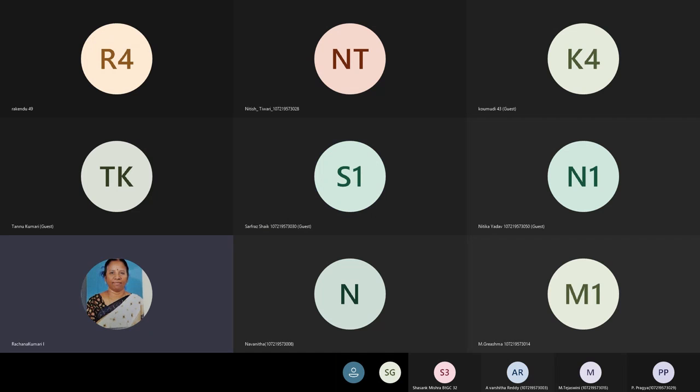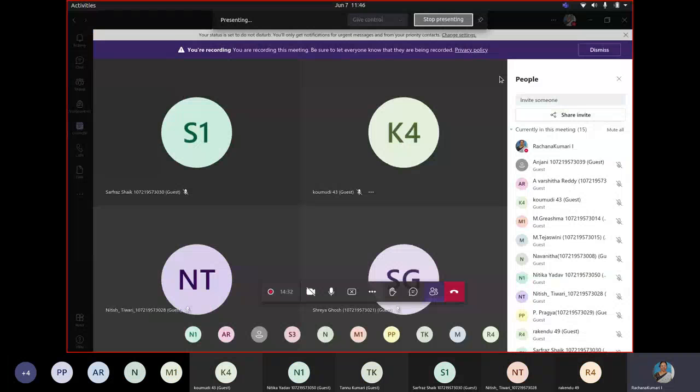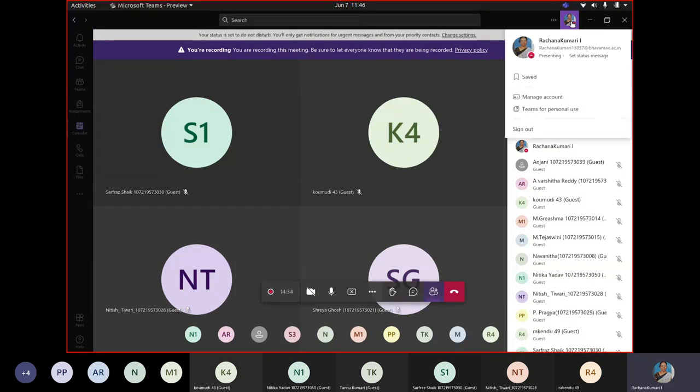Shall we start? The strength seems to be very less, but then it's already time. Are we done with the plasmid vectors?